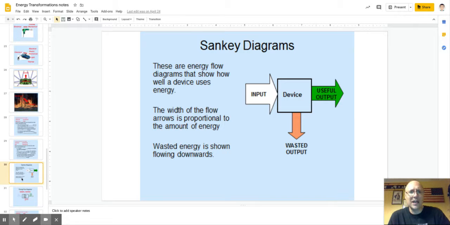These are called Sankey diagrams, and it basically shows the input and then the useful output versus the wasted output. Now, in a real technical Sankey diagram, the width of the input measures the amount of energy that's going in, and the width of the output measures the amount of energy that's coming out useful versus the amount of energy that comes out that's wasted. And this is basically looking at the efficiency of a particular device.